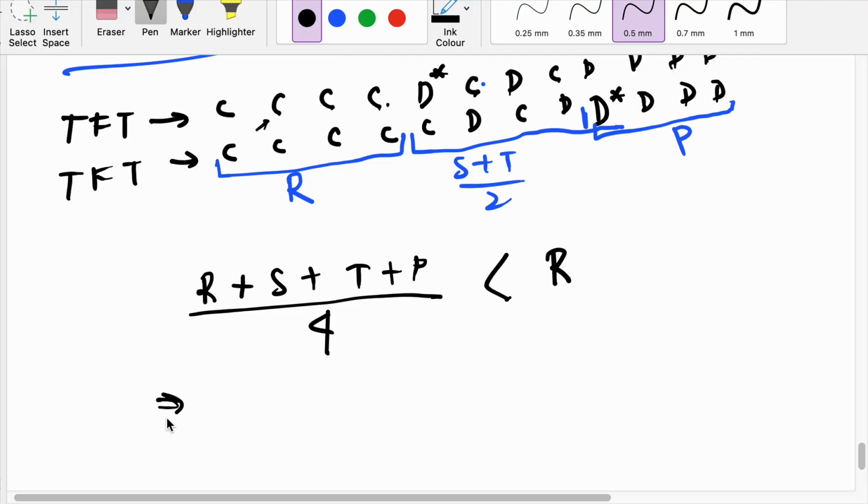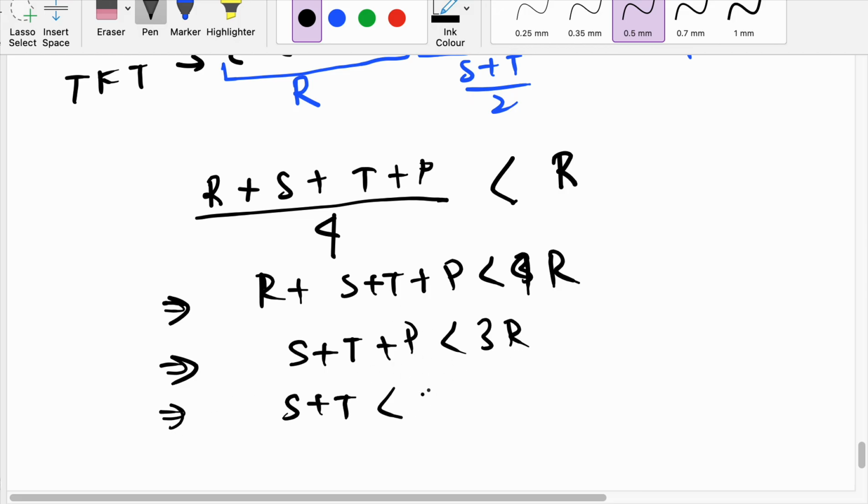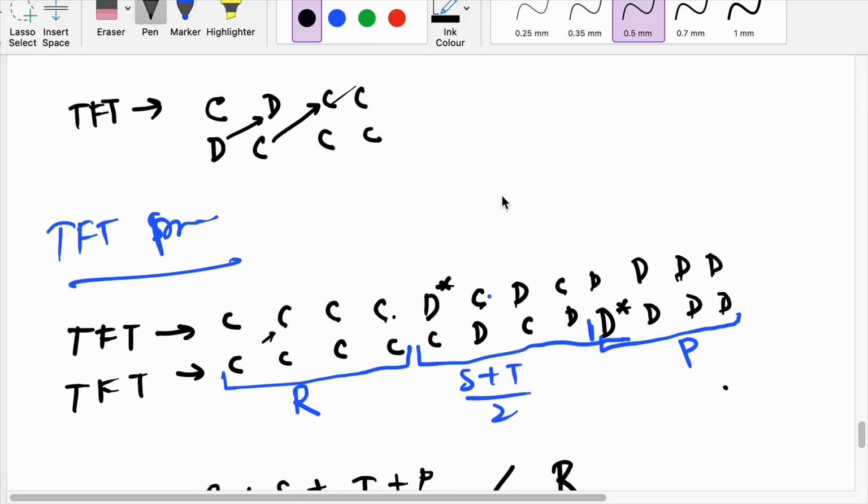Why is it less? Let's see. This is less than R because R plus S plus T plus P is less than 4R, and S plus T plus P is less than 3R. Since P is always less than R, we can write S plus T less than 2R. Is it the case? Yes, for the prisoner's dilemma, S plus T divided by 2 has to be less than R. So in this case, two TFT players are getting a lower payoff in the presence of a tiny bit of error, whereas in the error-free regime TFT will get the payoff of R.